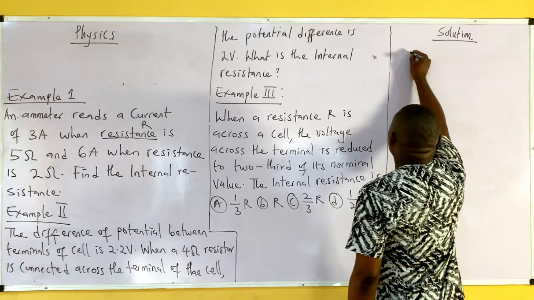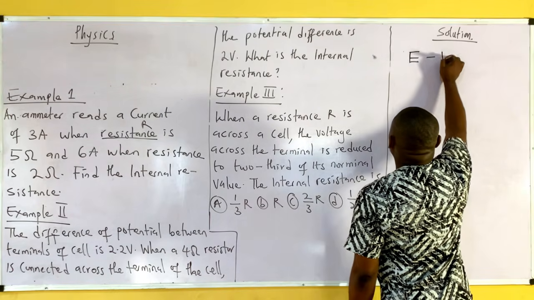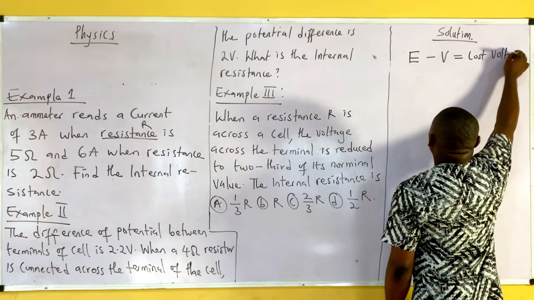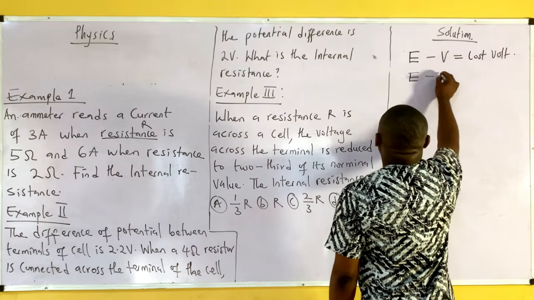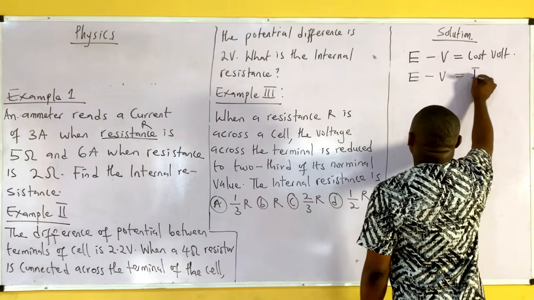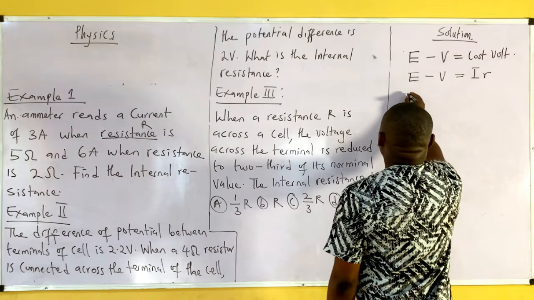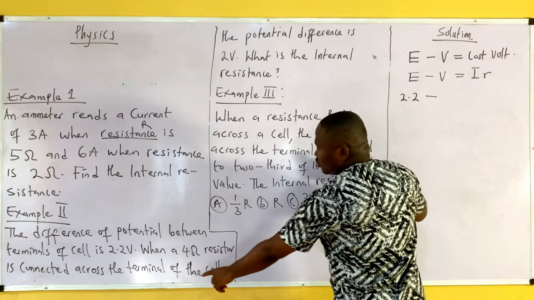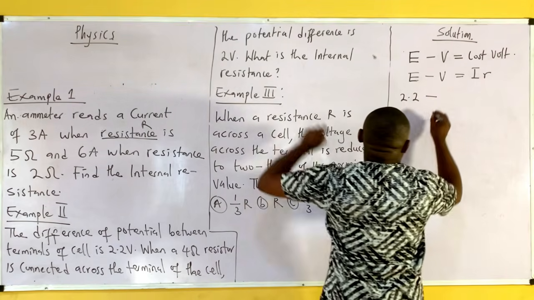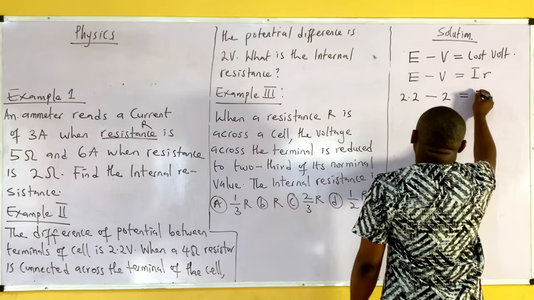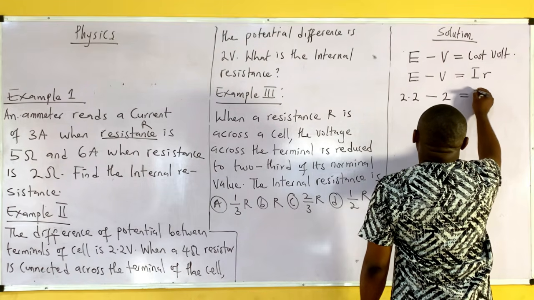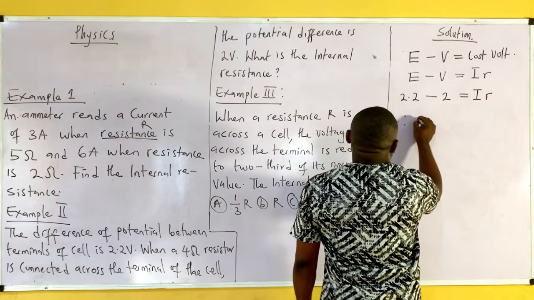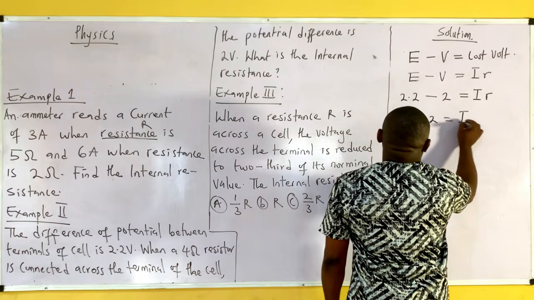Now, you could recall that EMF minus terminal voltage is equal to lost voltage. And we said EMF minus terminal voltage equals Ir. Now this becomes, what's my EMF? 2.2. Minus what's my voltage? It was told to me as 2 volts. Minus 2 is equal to, what is my I? It equals current times r. So therefore, this minus this, 0.2, is equal to Ir.